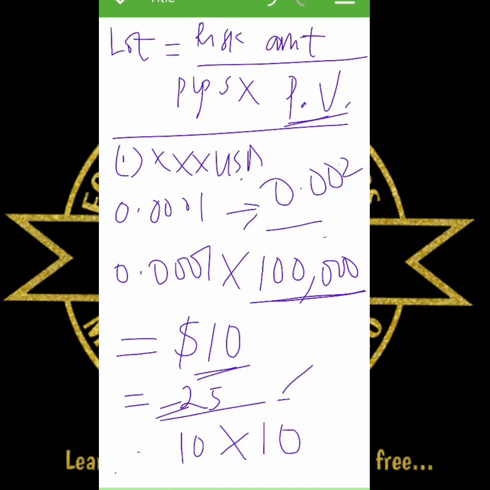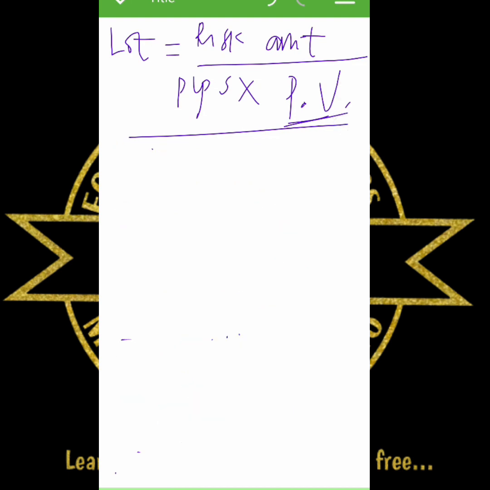Now the second one we're going to look at is currencies where the base currency is USD. So we're looking at the second category now. We know the risk amount, which you can determine from your individual risk parameters. Some people can decide to risk $20, $30, $1,000, $2,000, as the case may be.